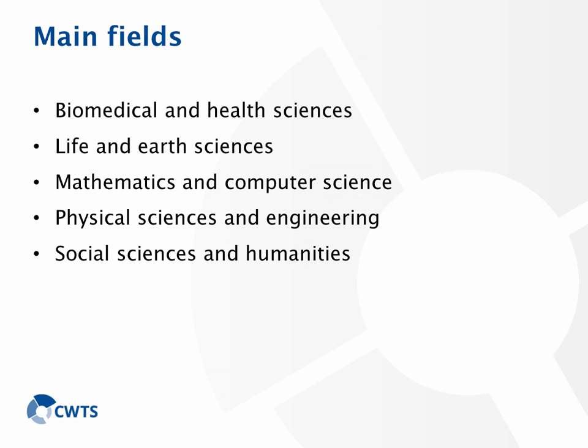The 5 main fields of the Leiden ranking are biomedical and health sciences, life and earth sciences, mathematics and computer science, physical sciences and engineering, and social sciences and humanities. I should note that mathematics and computer science is defined in a broad way and also covers closely related fields such as statistics, operations research, and electrical engineering. The social sciences and humanities main field also includes psychology. Because the Leiden ranking is restricted to core publications, only a small share of all humanities research is actually covered by the ranking.